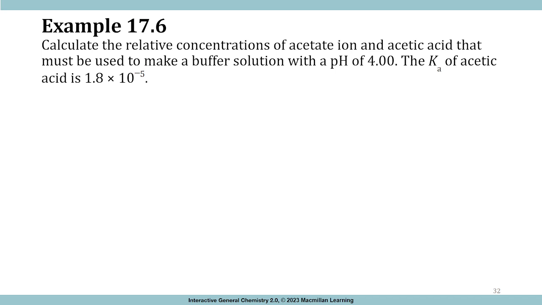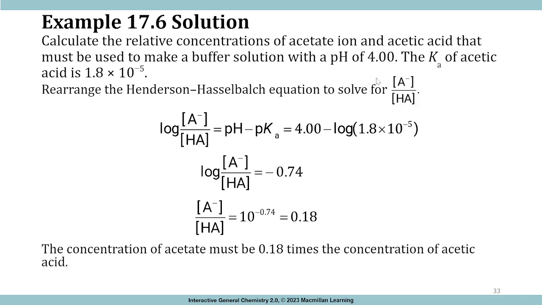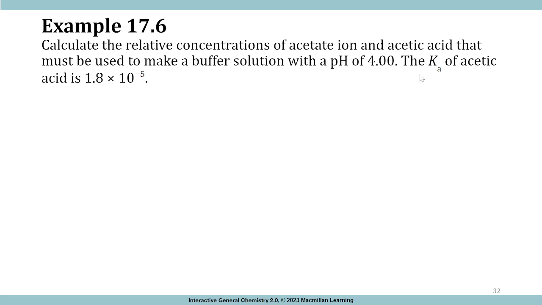So let's calculate the relative concentrations of acetate ion and acetic acid that must be used to make a buffer solution with a pH of 4. The Ka of acetic acid is 1.8 times 10 to the negative 5. We're going to start plugging this in. We have a Ka, we have acetic acid, and we want a ratio, don't we? Hey, what was in the Henderson-Hasselbalch? Was that a ratio?